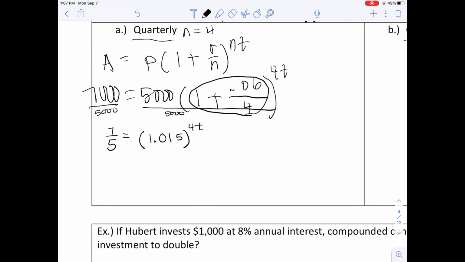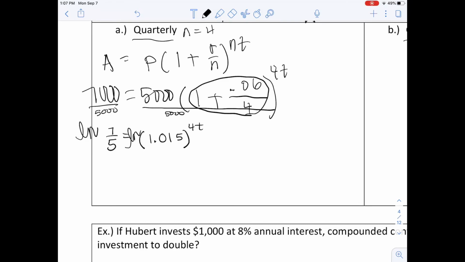From here, I need to solve this. And since I am solving for an exponent, I need to get that exponent from being an exponent to being down, out, and into the actual problem. In order to do that, I'm going to go ahead and take the natural log. And again, you could take any log that you would want.